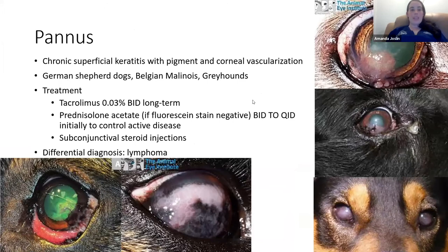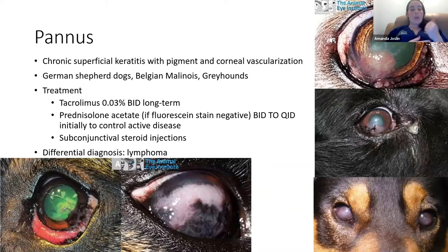Then we talk about pannus on the eye. So it's a chronic superficial inflammation of the surface of the eye that includes pigment, corneal vascularization, and it can also impact the third eyelid, where the third eyelid takes on a cobblestone appearance. Technically, to be diagnosed with pannus, we're only talking about German Shepherds, Belgian Malinois, or Greyhounds. Any other dog would just be diagnosed with chronic superficial keratitis.